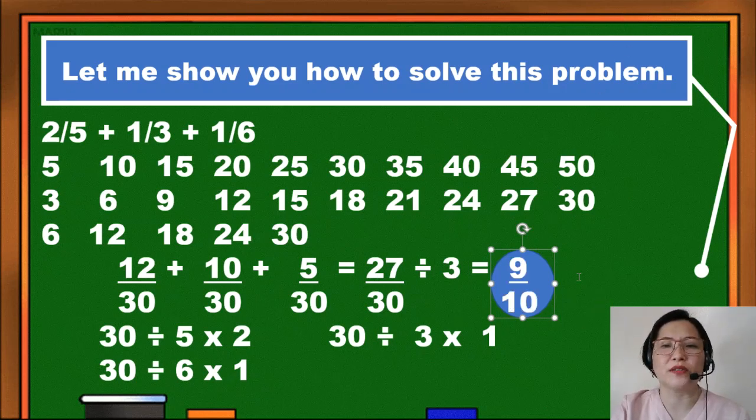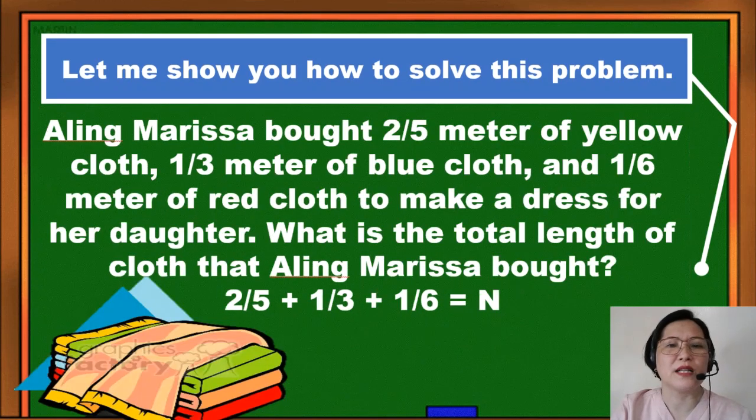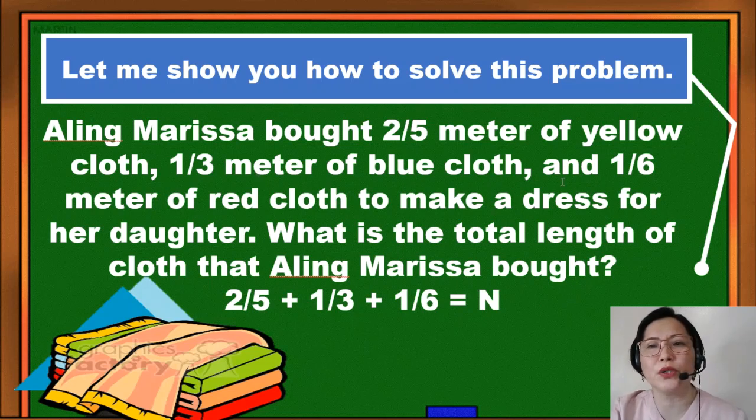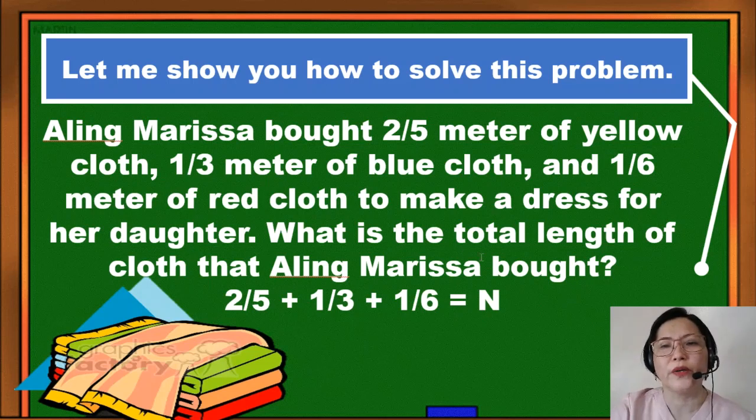So, let's go back to the problem. What's the answer to this? Aling Marisa bought 2/5 meter of yellow cloth, 1/3 meter of blue cloth, and 1/6 meter of red cloth to make a dress for her daughter. What is the total length of cloth that Aling Marisa bought? What answer did you get?